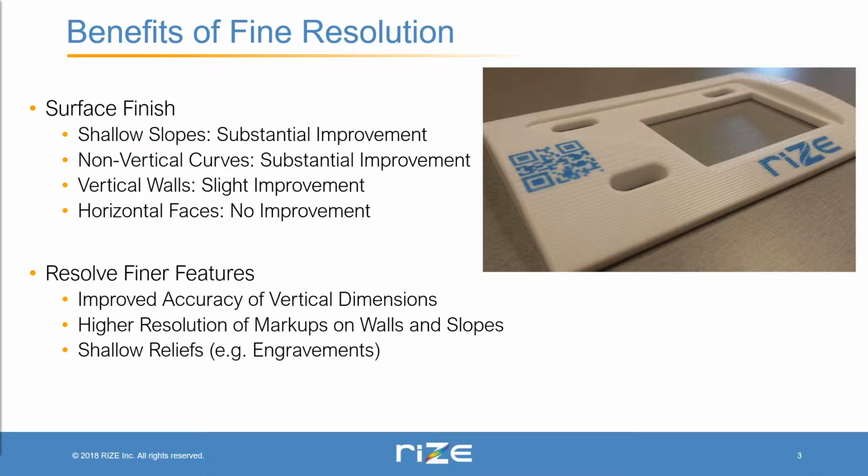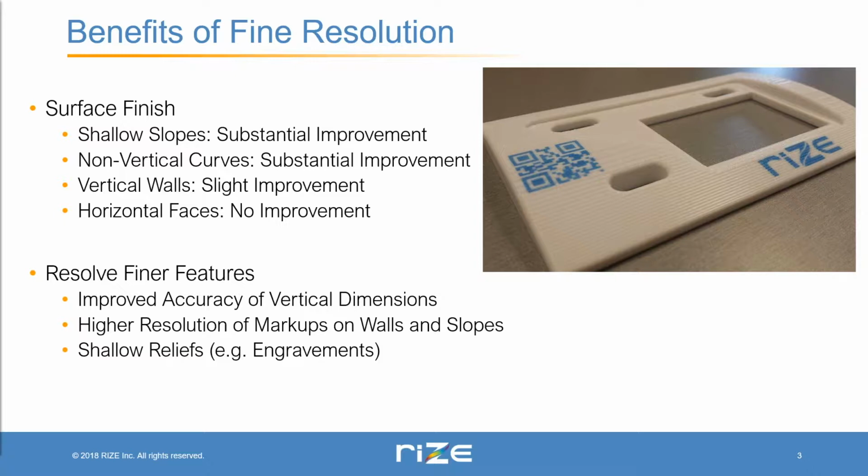So if you have a vertical dimension with a certain tolerance requirement that falls within a range smaller than your layer heights, then in some cases it can be helpful to use fine resolution to allow you to get closer to the actual vertical value that you're aiming at.